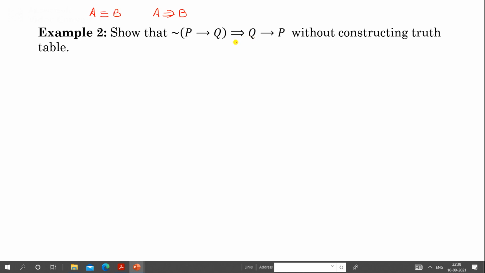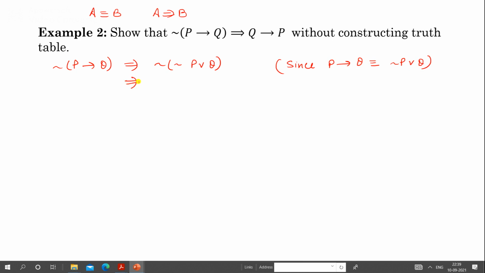So from equivalence to implication is possible, but from implication to equivalence is not possible. So for showing an implication, we can use the standard equivalences and implications both, but for equivalence we will use only standard equivalences. Now we try to solve this. So negation P implies Q, we can write this as this tautologically implies negation P or Q. Here, since P implies Q is equivalent to negation P or Q, this tautologically implies this one.